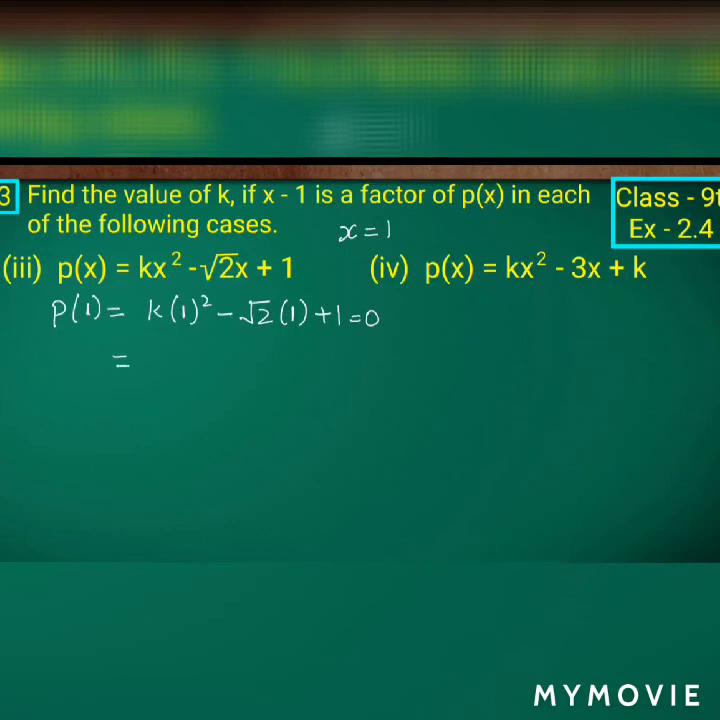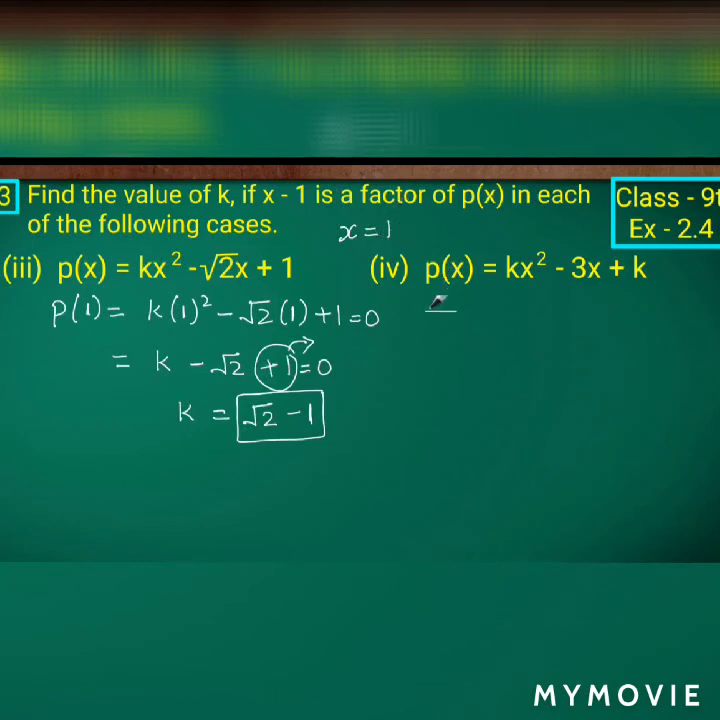So x minus 1 should be equal to 0, right? So k into 1 square is k, minus root 2 into 1 is minus root 2, plus 1, which is equal to 0. Suppose if I am sending root 2 and 1 to the RHS, what will become? Minus root 2 will become plus root 2 and plus 1 will become minus 1, isn't it? So this is the solution we got for k.